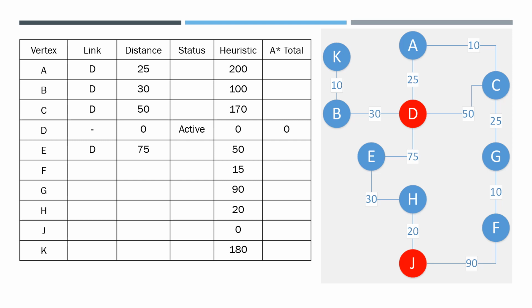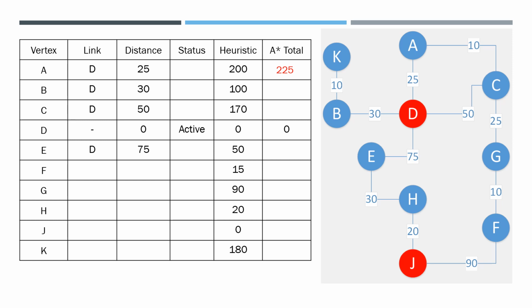Okay, now let's do it using A-star. I'm going to work out the A star total for each of these nodes. So for A, the A star total is the distance 25 plus the heuristic 200, and that gives us an A star total of 225.